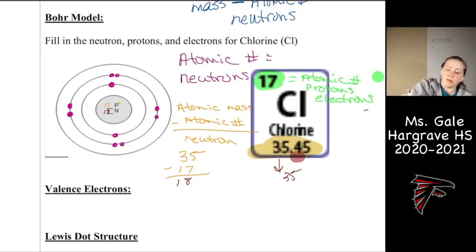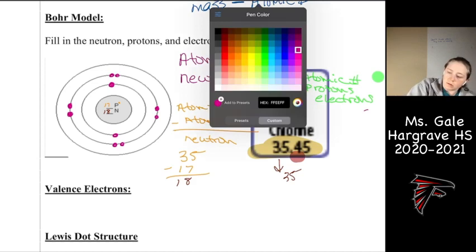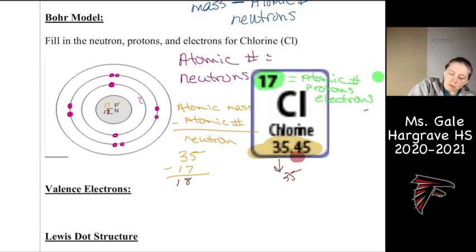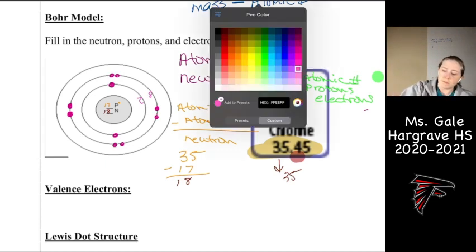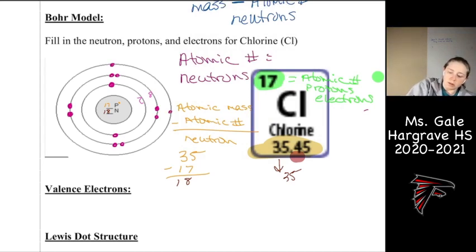I have 2 and I have 8. So that is 10, but I have 7 more. What do I need to do with those 7? I will go 1, 2, 3, 4, 5, 6, 7. I'm all done. I'm out of electrons. I can't add any more to this element because it will not hold it.